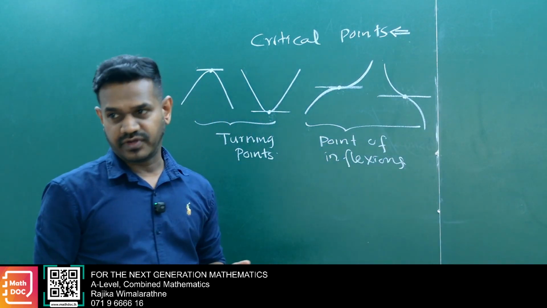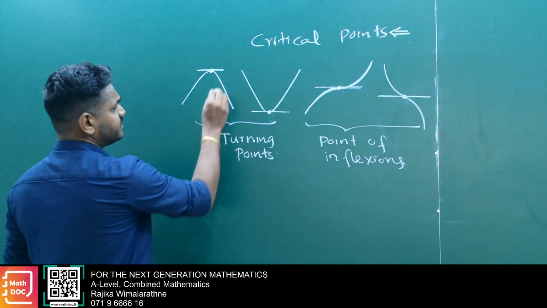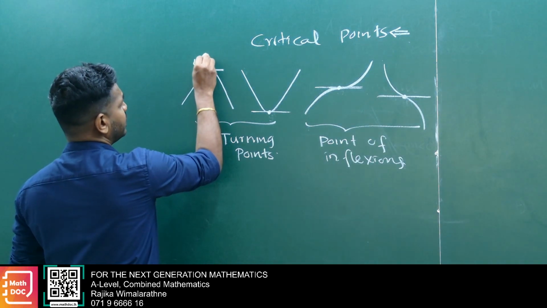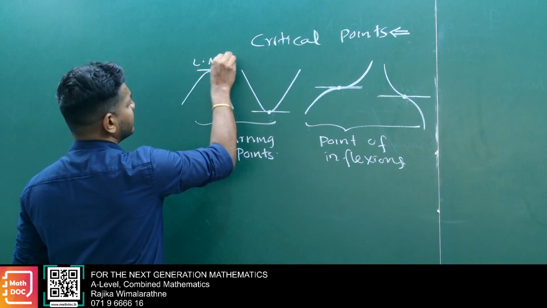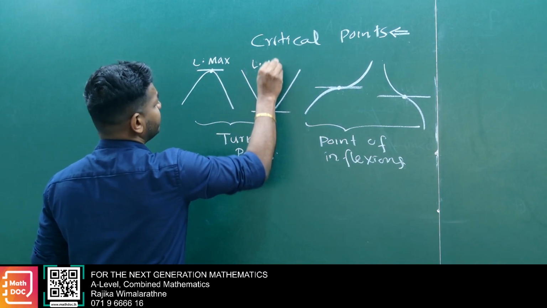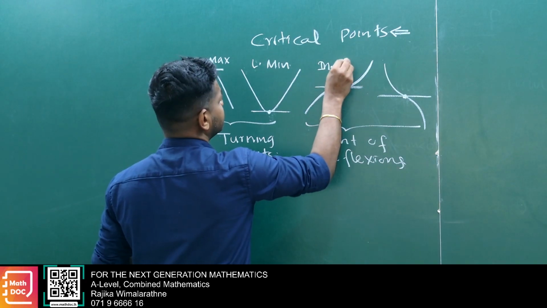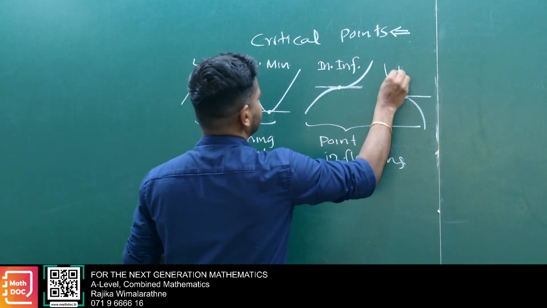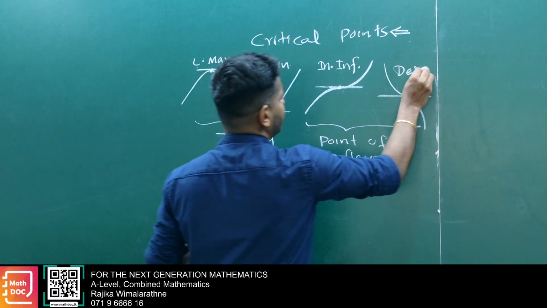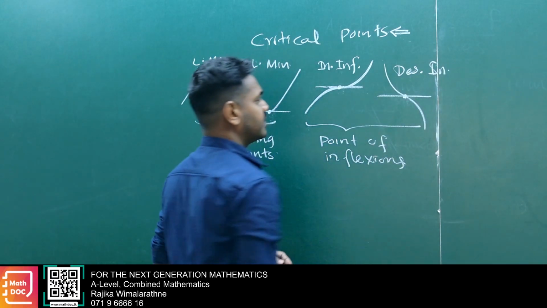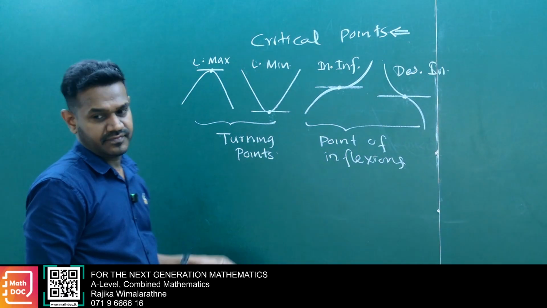Okay, we have 4 cases. Here this is specially local maximum. Here local minimum. Here increase in inflections. And here decrease in inflections. And these are critical points.